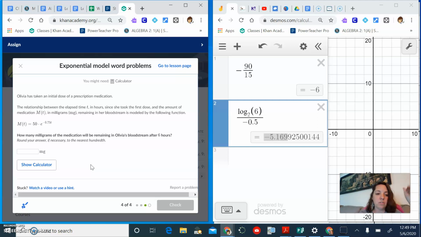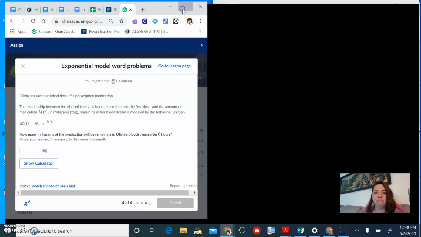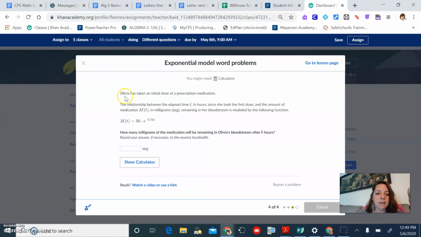So when is anybody using the real world? And actually, some people have been talking about my juniors using this stuff in chemistry right now. So this says Olivia's taking medicine. So hello, doctors, nurses, pharmacists! The relationship between the time t in hours since she took the dose and the amount of milligrams that's still in her bloodstream is this. How many milligrams of the medication will be remaining in Olivia's bloodstream after 6 hours?